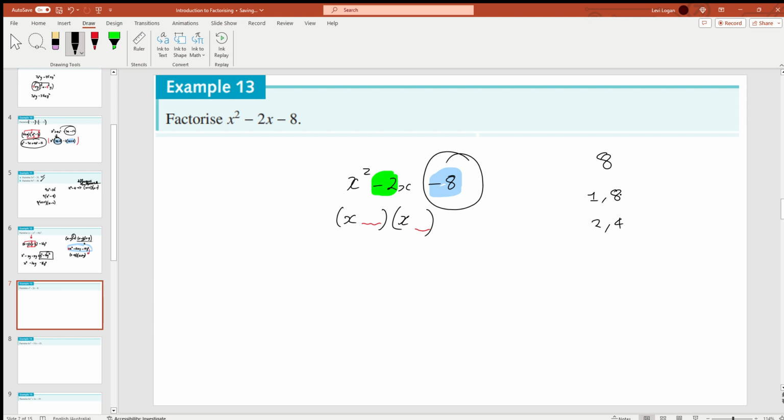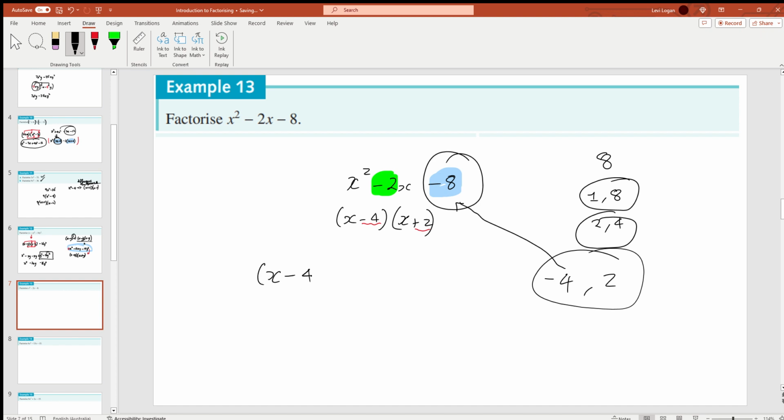Yeah, so if I add or subtract these numbers together, I'm not going to get minus 2, but this one I could potentially. So if I had minus 4 and 2, if I multiply those give me minus 8, and if I add those, it gives me minus 2. So those are the correct numbers. So we can double check that as well. So x minus 4 times by x plus 2. If we were to multiply this out, we'll see what we get.